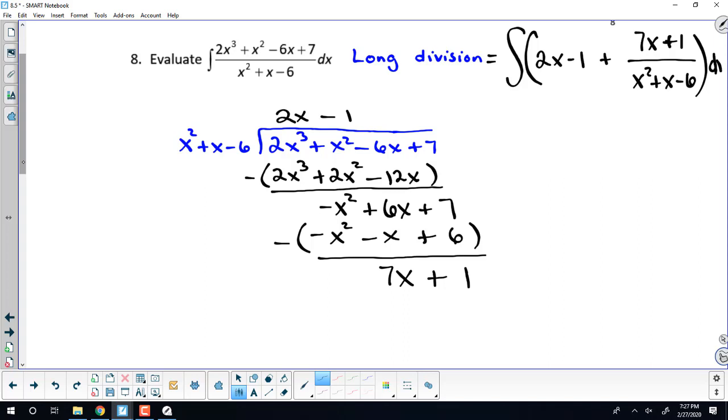All right. So 2x minus 1, we can handle that. The 7x plus 1 over x squared plus x minus 6, how are we going to do that? We can try to complete the square, split it up, use substitution. We could try that route. How can we factor x squared plus x minus 6? What kind of factors do we have? Linear factors? Yeah.